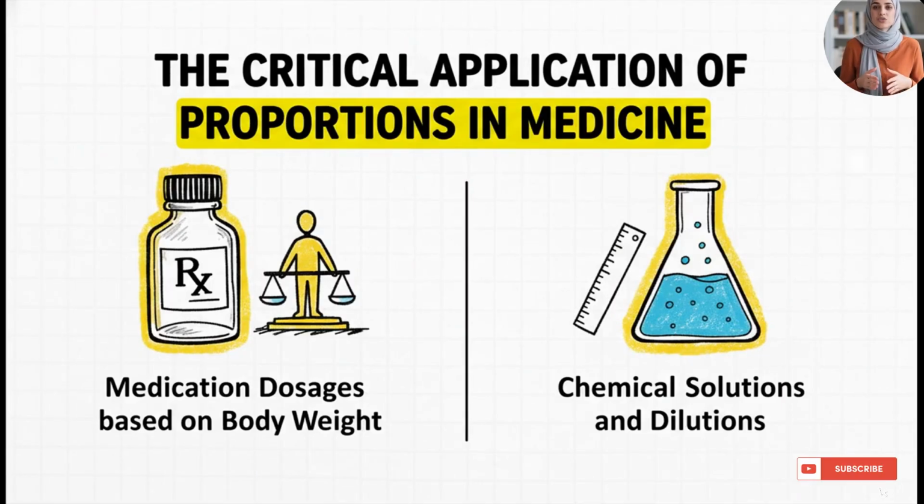And here's where it gets really, really important. In science and medicine, getting proportions right can literally be a matter of life or death. Doctors, nurses, pharmacists, they all use proportions to figure out the exact right dose of medicine. So yeah, learning this skill now is a pretty big deal.